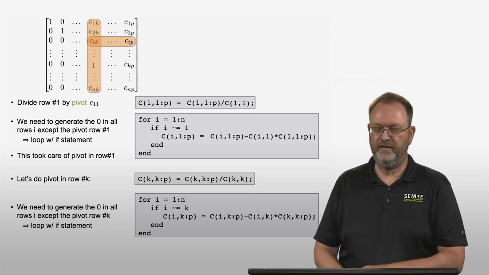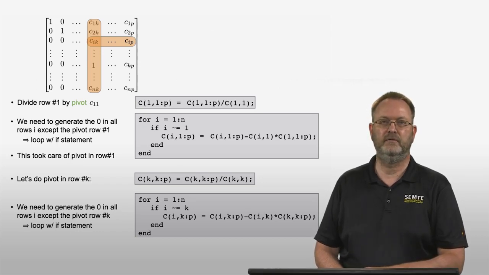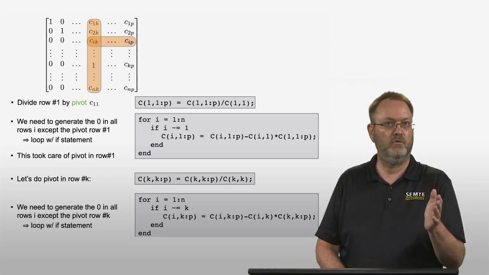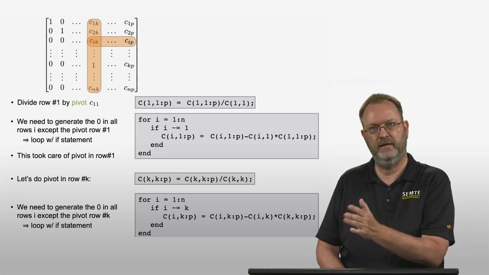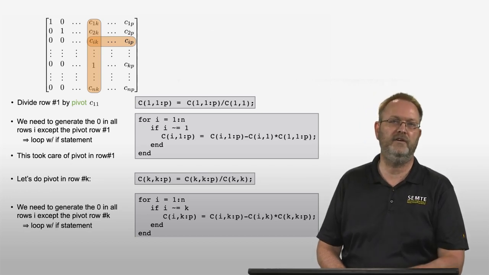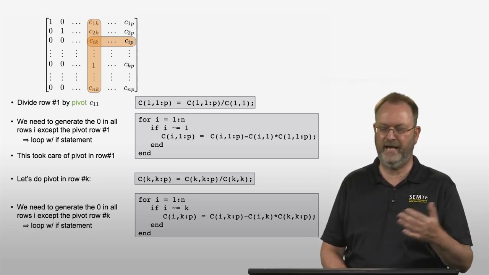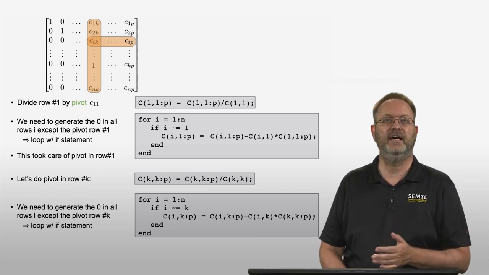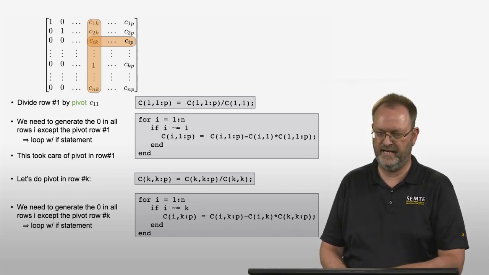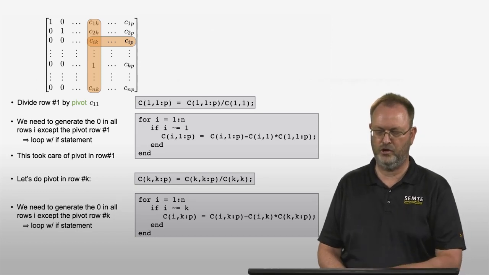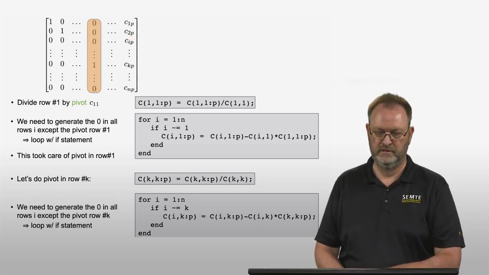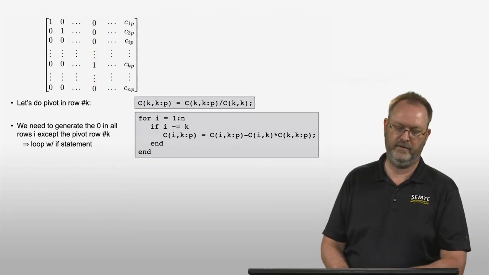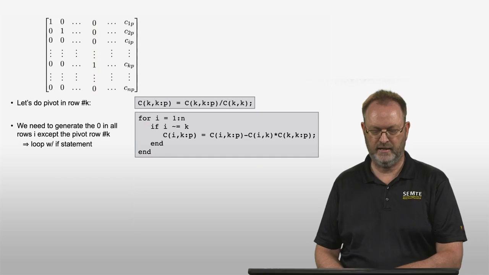I'm going to take that value and I'm going to subtract from it the location that I want to generate the 0 in, which is row i, pivot column k, times the corresponding entry from the pivot row k, so times C of k, pivot row k, starting at the pivot column going all the way to the last column p, so k colon p. Okay, that generates the zeros there everywhere in the kth column.